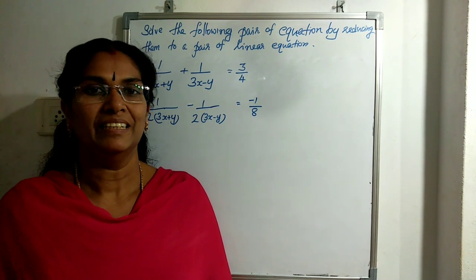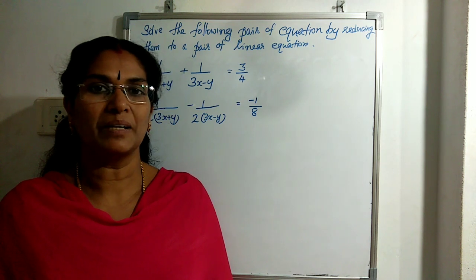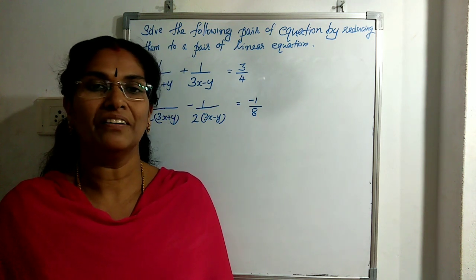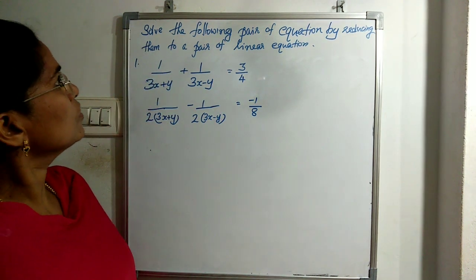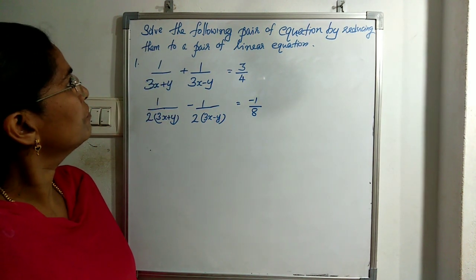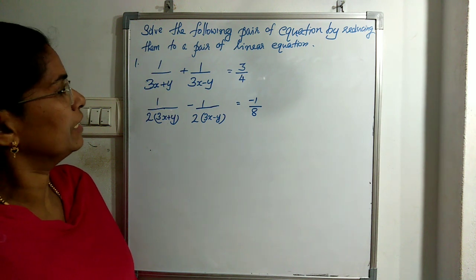Hi children, today we are going to discuss exercise 3.6 sum questions. Already we solved a few questions. This is our first question. Solve the following pair of equations by reducing them to a pair of linear equations.